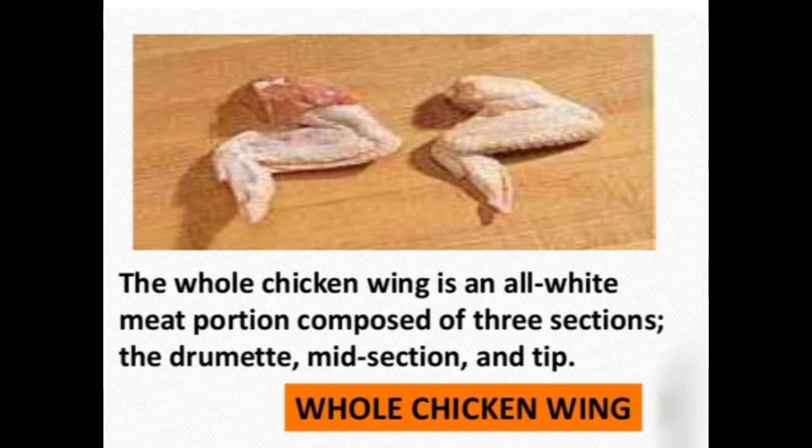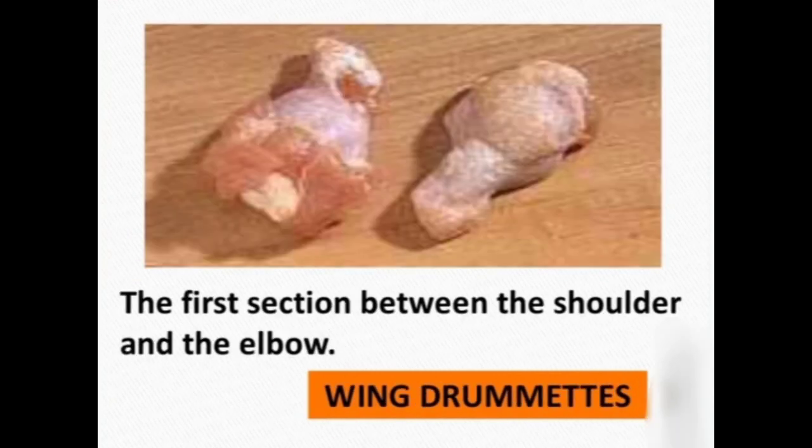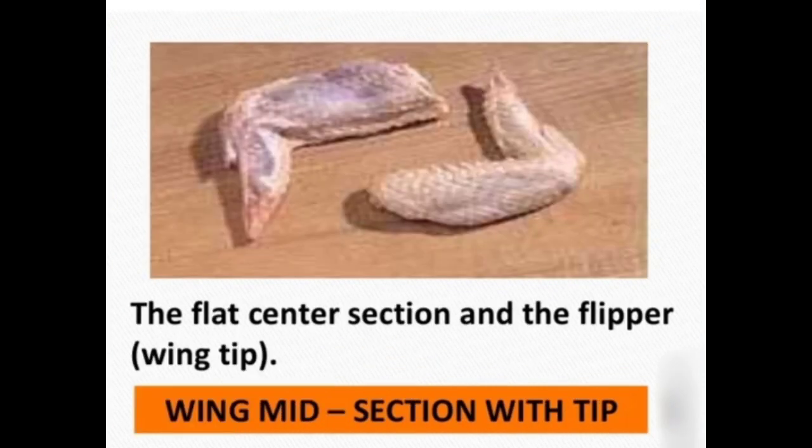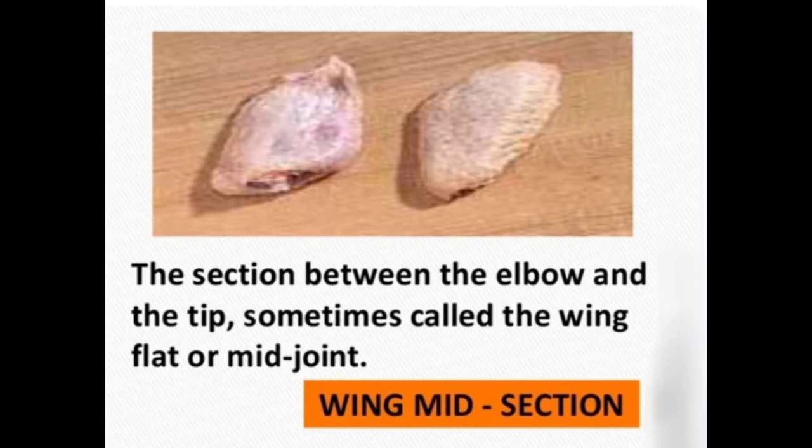Whole chicken wing. The whole chicken wing is an all-white meat portion composed of three sections: the drummette, midsection, and tip. Wing drummette. The first section between the shoulder and the elbow. Wing midsection with tip, the flat center section and the flipper. Wing midsection, the section between the elbow and the tip, sometimes called the wing flat or midjoint.